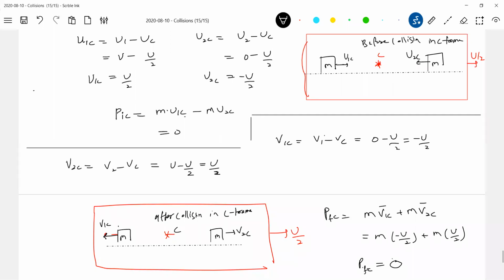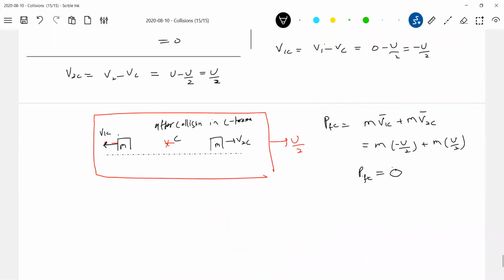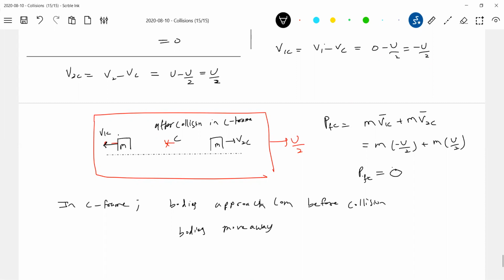So momentum with respect to center of mass is always 0. In the C frame, what actually happens? Bodies approach the center of mass before collision. Next, bodies move away from the center of mass.